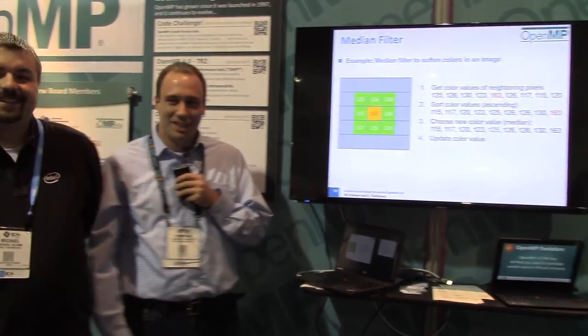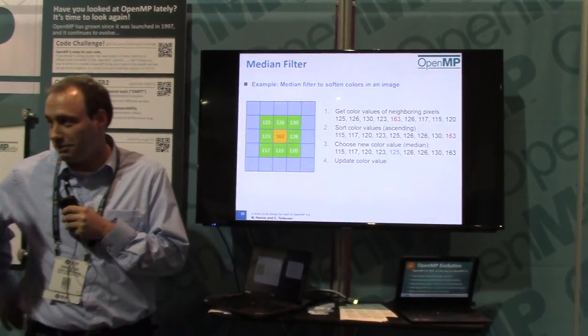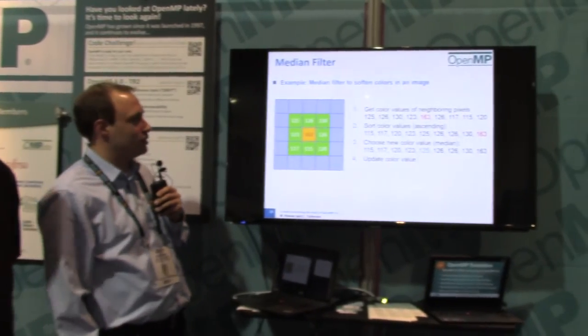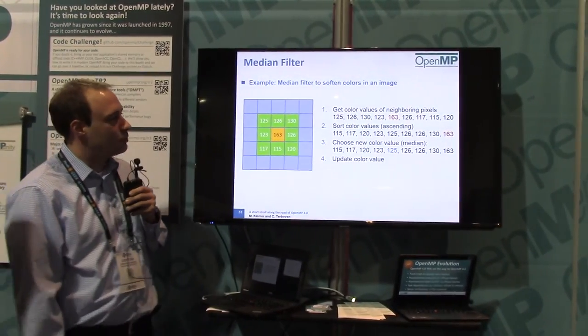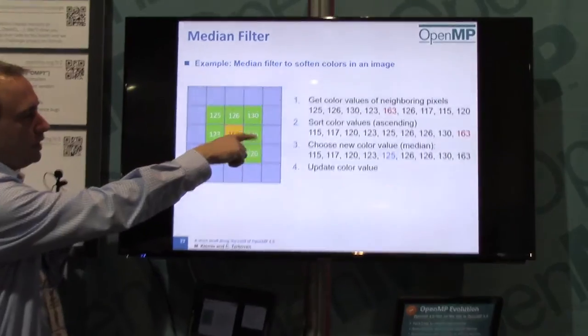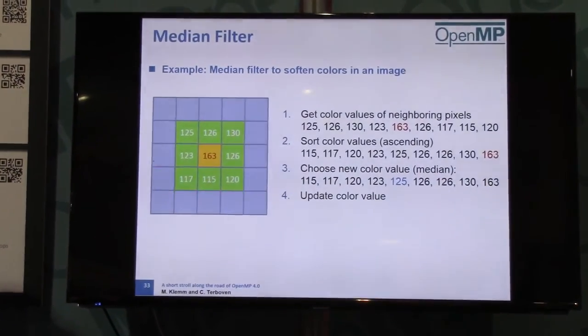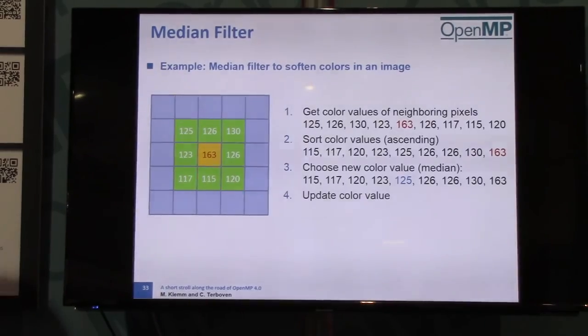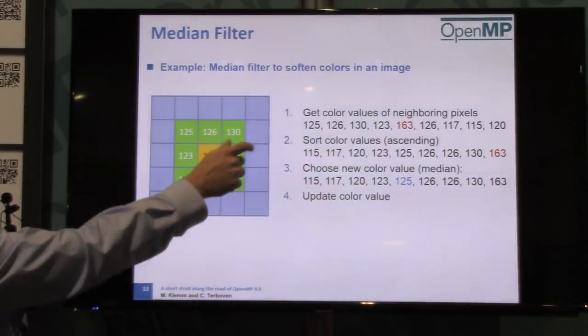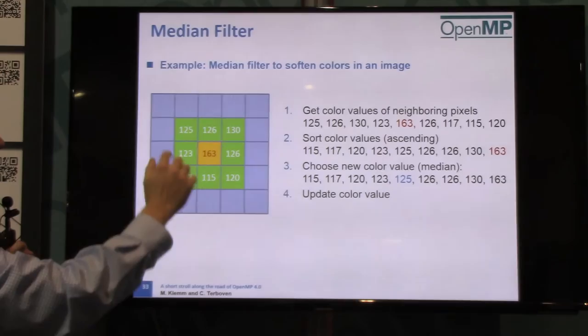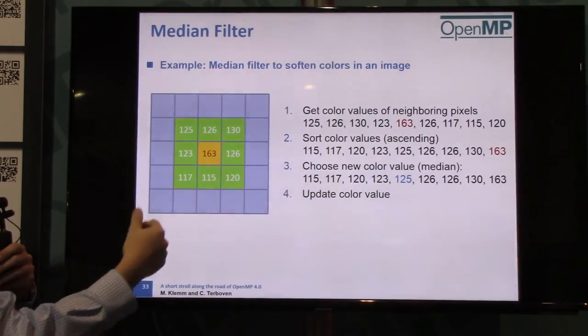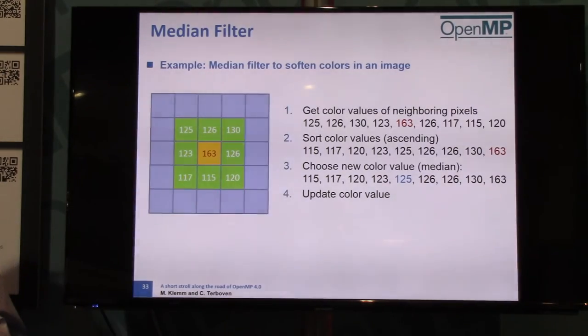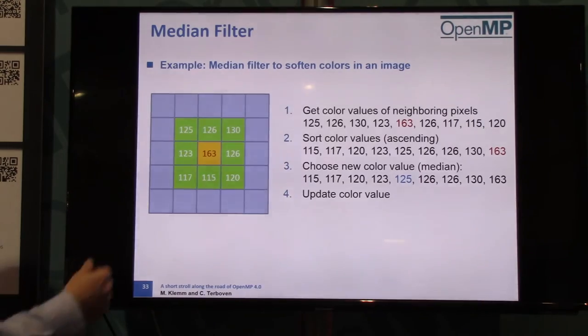Okay. There it is. So this particular code is really compute intensive and really important. It's a median filter. What I want to do is get the median color value of all the neighboring pixels here. That's very good for photoshopping you out of the photos that I have with me together here. So what I do is I get the color of all the neighboring pixels, sort them as scanning, and choose a new color value to be the median here. And then I do the update.